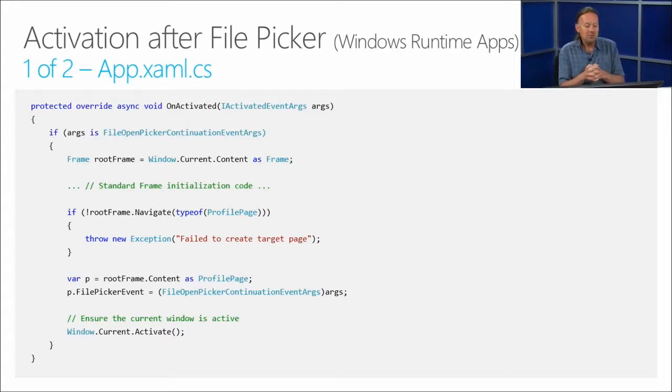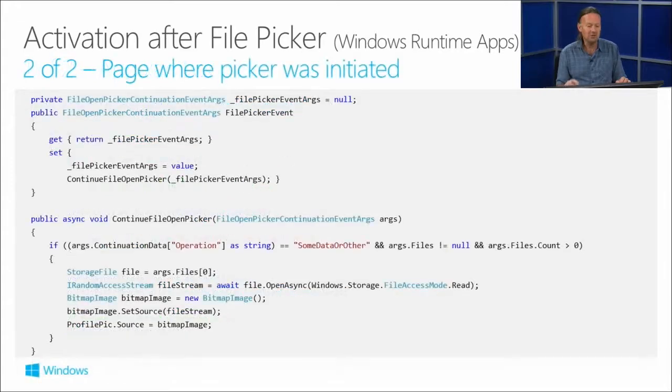And then we do the same kind of thing as before. What we do is we code up on that profile page, we put a property onto it, and in this case that property is called FilePickerEvent, and the type of that property is FileOpenPickerContinuationEventArgs. So then, having navigated to the page, we get the args that we've been passed into this OnActivated and plug it into that page. We simply put it into the setter, into that property on the page.